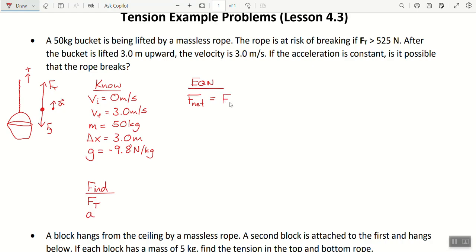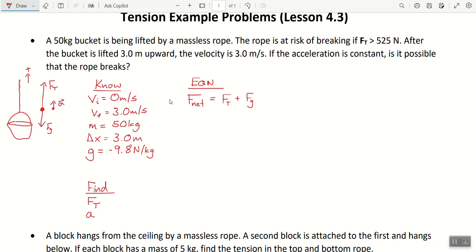Good. I'm going to change the order on it. Force of tension plus the force of gravity. Do you guys agree that those are the only forces acting and that's going to give us our net force? I don't know what net force is yet, but we're going to find it. What are we trying to solve for though?